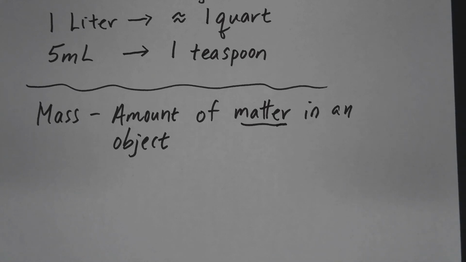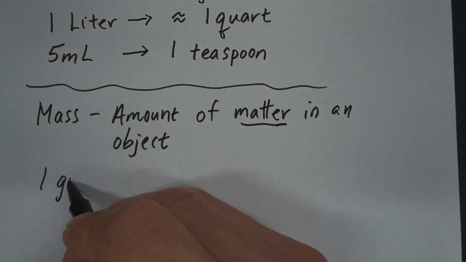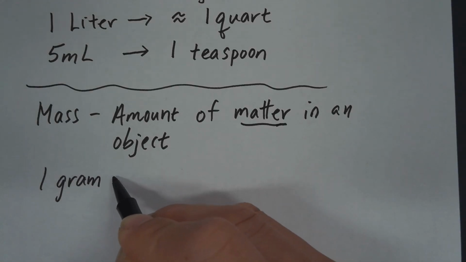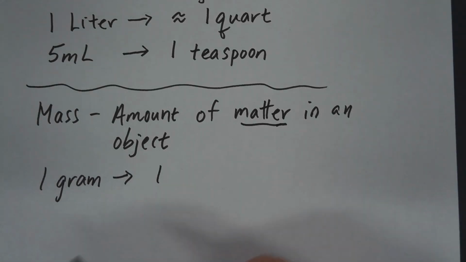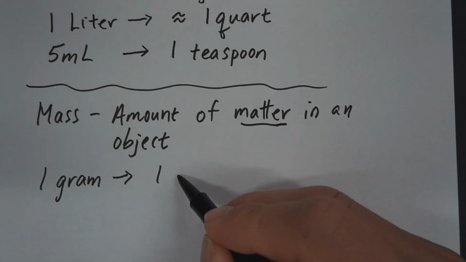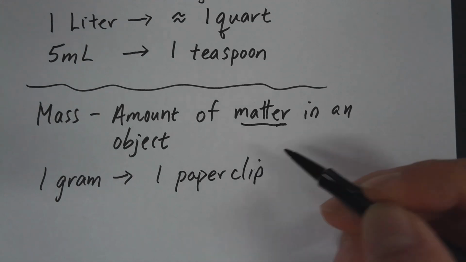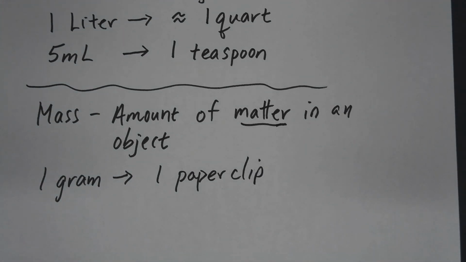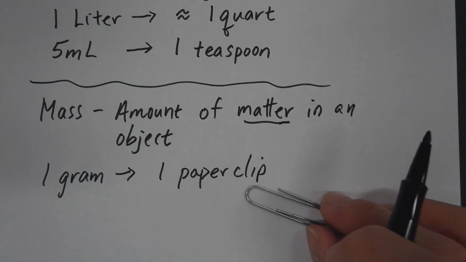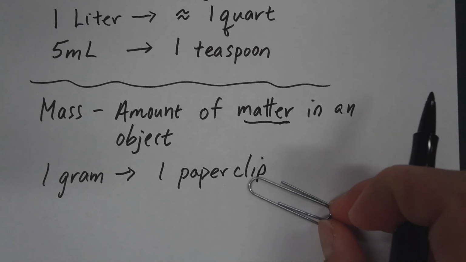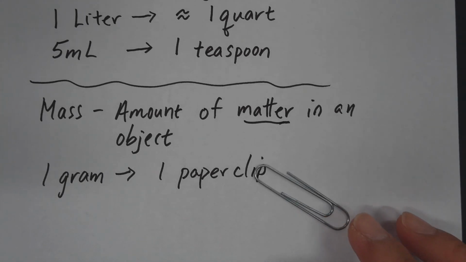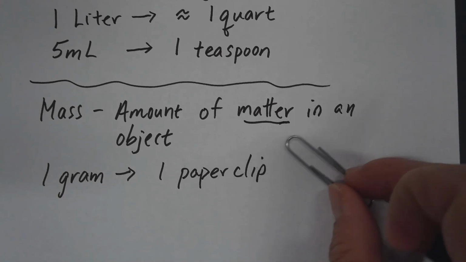And just to give an idea how we measure this, first of all, we use grams to measure mass, and 1 gram is about the mass of 1 paperclip. So here is a paperclip, right? This paperclip has a mass of about 1 gram. Whether you take this to the moon or to another planet or in space, it has the same mass. Its weight will change. We'll talk about weight later on, but its mass will stay the same.